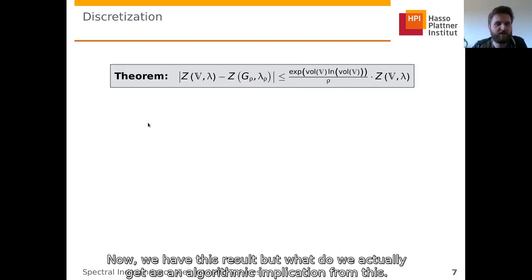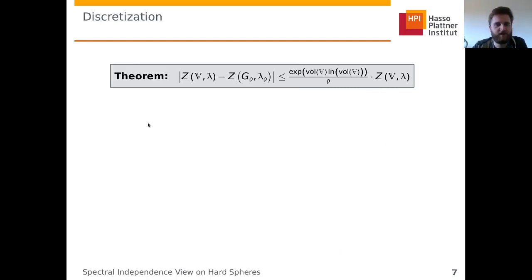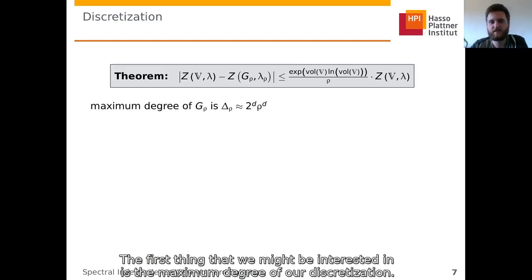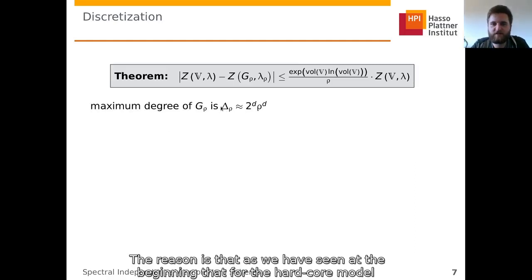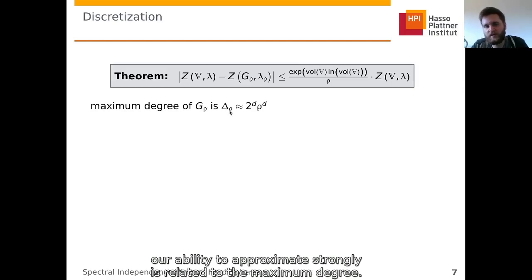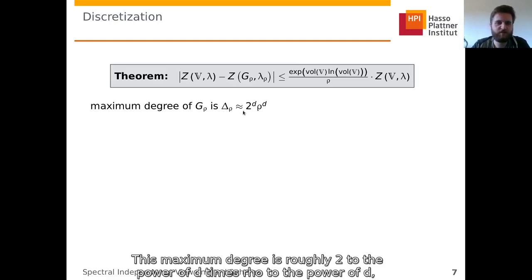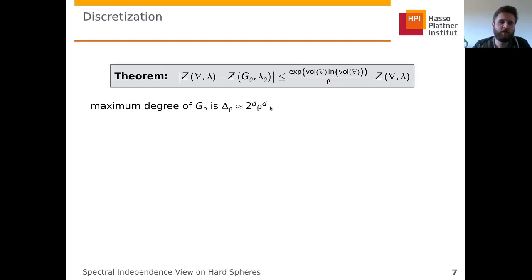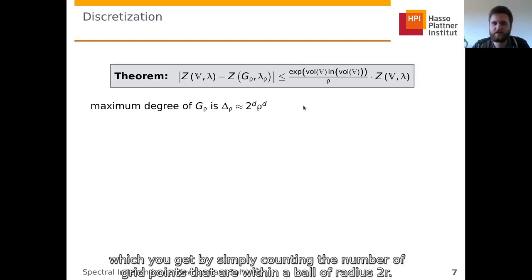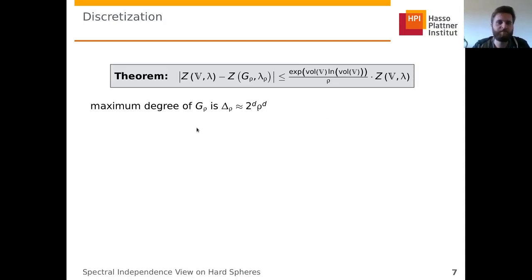Now we have this result, but what do we actually get as an algorithmic implication from this? So the first thing that we might be interested in is the maximum degree of our discretization. The reason is that, as we have seen at the beginning, for the hardcore model, our ability to approximate strongly is related to the maximum degree. So this maximum degree is roughly 2 to the power of d times rho to the power of d, which you get by simply counting the number of grid points that are within a ball of radius 2r.